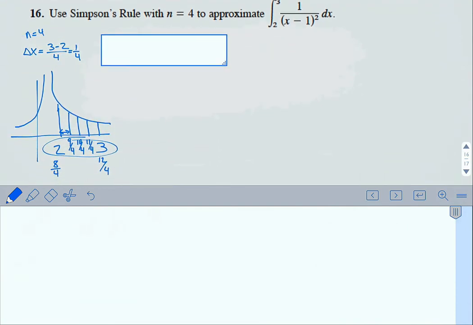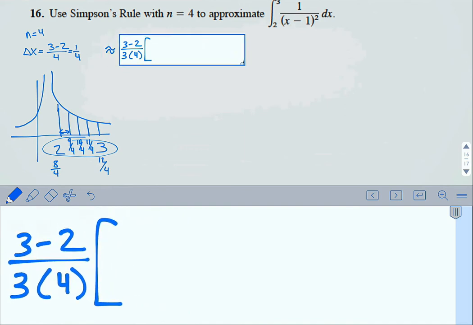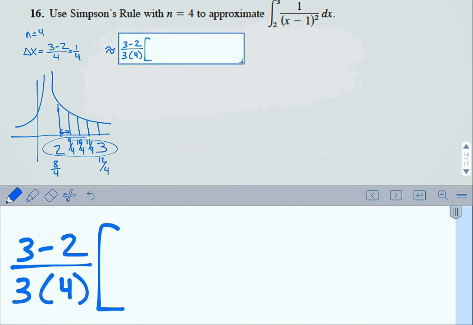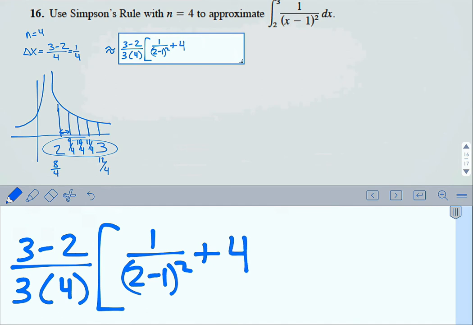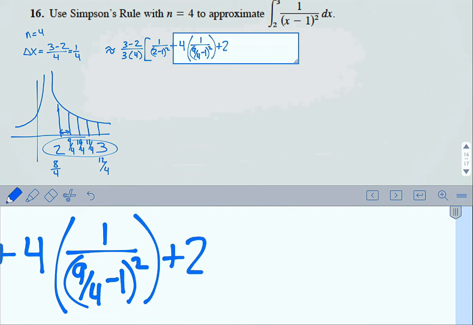And let's go ahead and apply Simpson's rule. So the approximation is going to be (b minus a) over (3 times n). And then it's going to be f of 2. So 1 over (2 minus 1) squared. And we're going to follow the coefficient pattern of 4. It's going to be 1 over, well, my next x value of 9/4. So 1 over (9/4 minus 1) squared. And then the next coefficient will be 2.